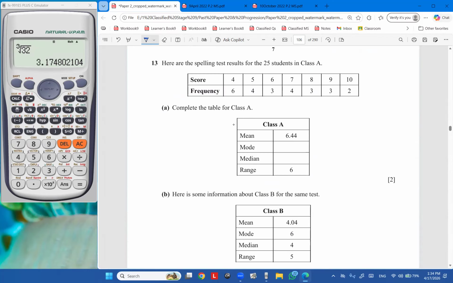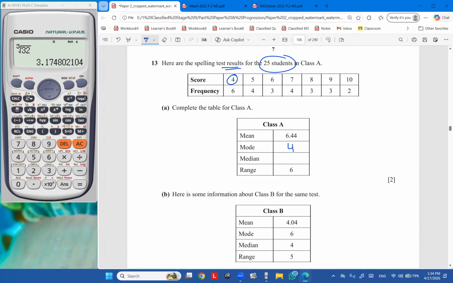Complete the table for class A. The mean is 6.44, while the mode is the most repeated score. They're telling you these are test results for 25 students. So mode is the most repeated result, or the most repeated score. You're going to find that the most repeated score is 4. It got repeated 6 times. So the mode is 4.